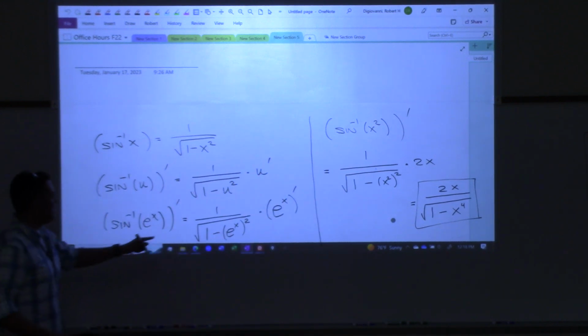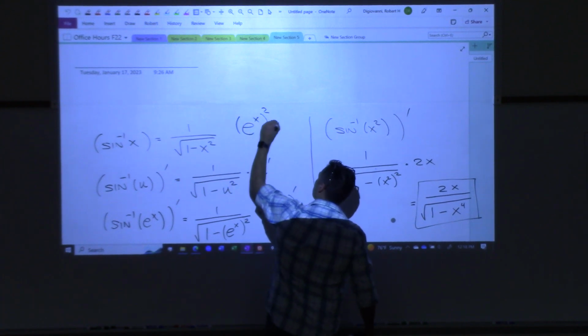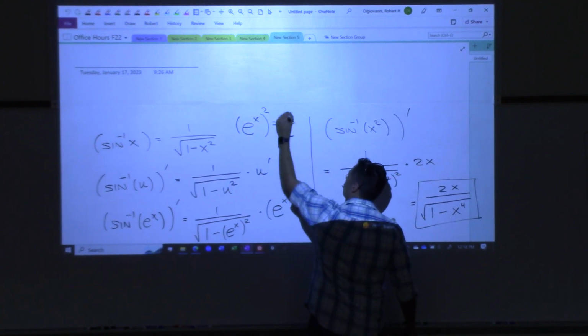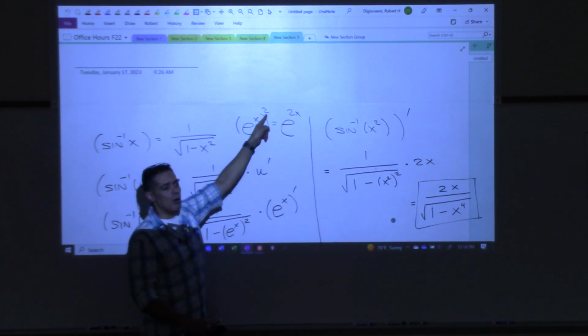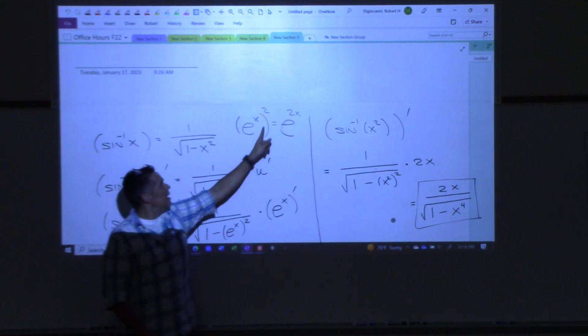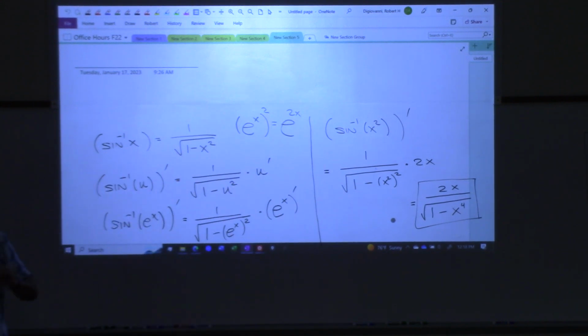By the way, what's e to the x squared? What's another way I could write e to the x, that quantity squared? E to the 2x. Because when you have something to a power, you multiply those two numbers, and 2 times x is 2x, not x squared, right? You're not doing x times x, you're doing 2 times x.